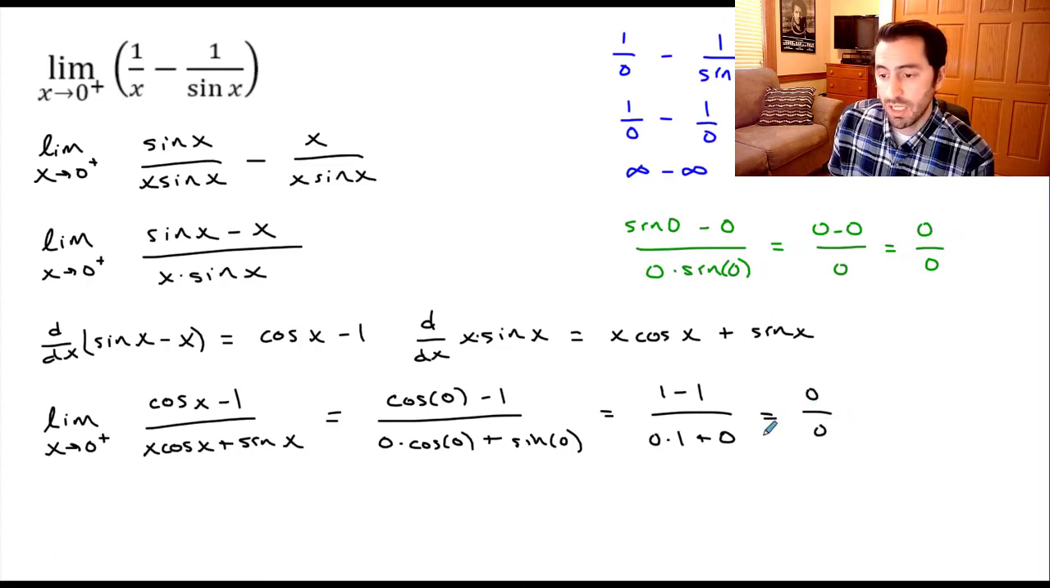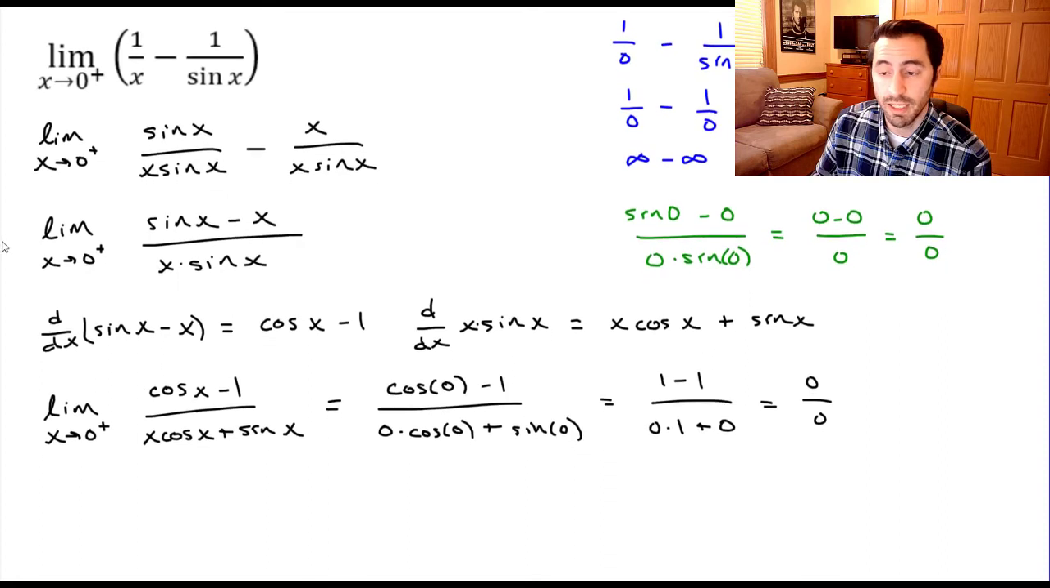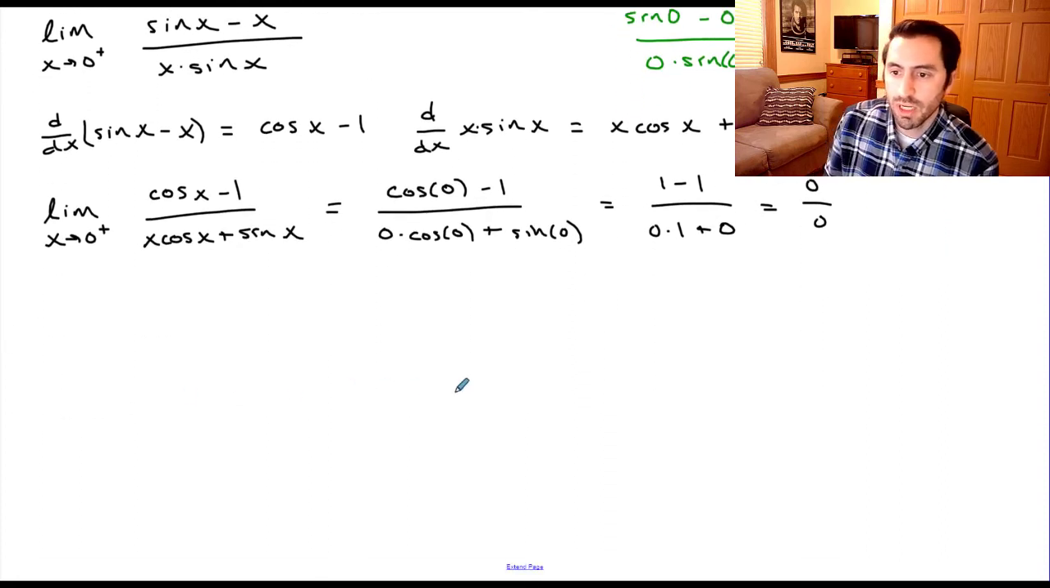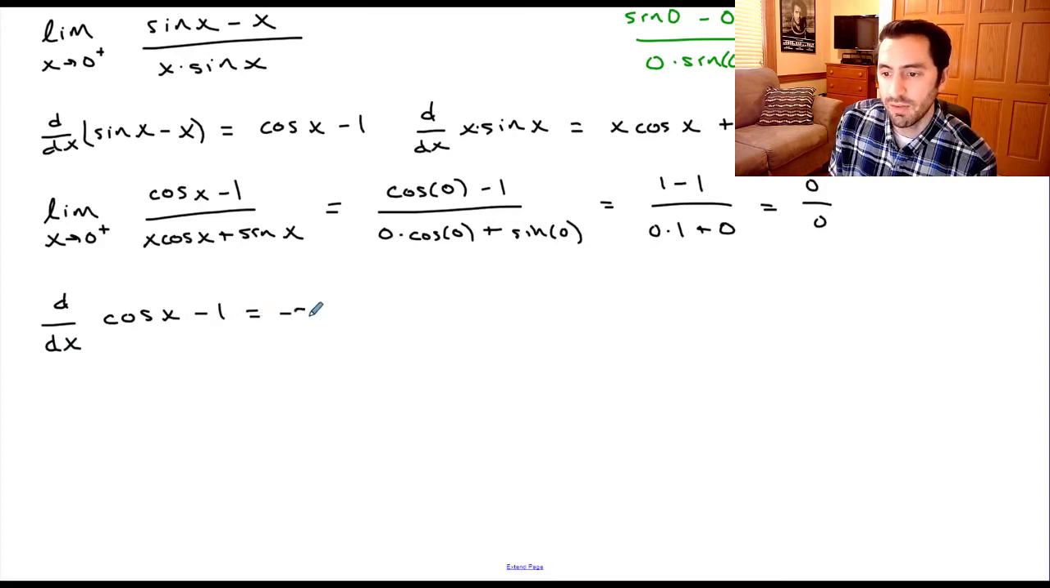So we still have an indeterminate form, which means we have to keep going, but we can just use L'Hopital's rule a second time. So I'm just going to scroll down a little bit, and now we're going to take the derivative of the numerator and the denominator a second time. So the derivative of cosine of x minus 1. The derivative of cosine is negative sine. The derivative of 1 is just 0.